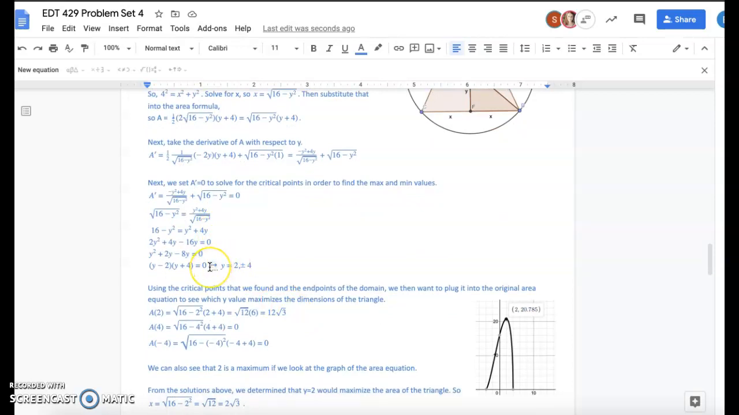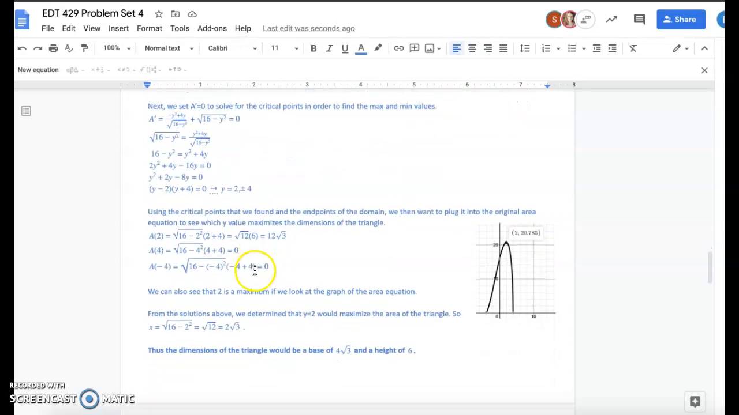So we solved that and got y equals 2, and then y equals -4, and y equals 4 is also a critical point because in the original equation, when we set it equal to 0, you can't have 0 in the denominator, so 4 would make this 0. So we got 2, -4, and +4.